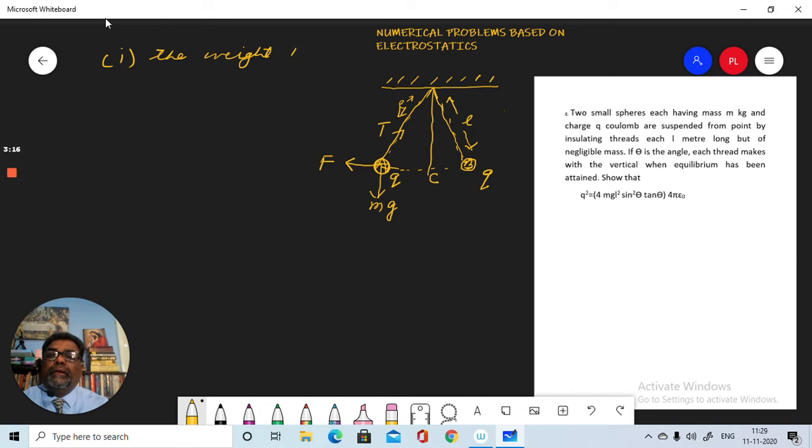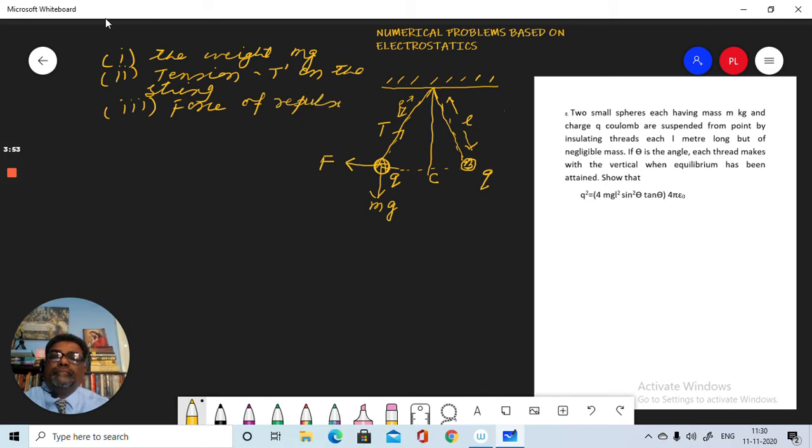The first is due to the weight mg. The second force acting over here is the tension T on the string. And the third force acting over here is the force of repulsion. Force of repulsion F is equal to 1 upon 4 pi epsilon naught q square by r square, because the charges are identical and equal.